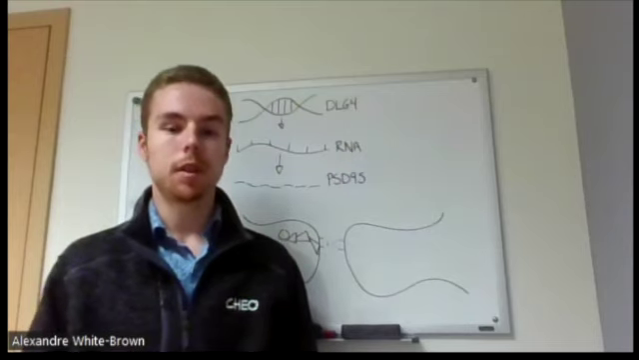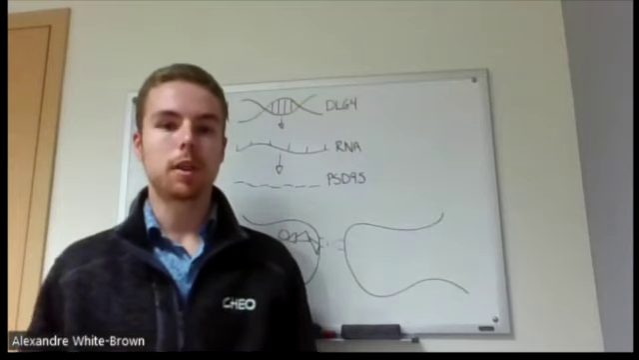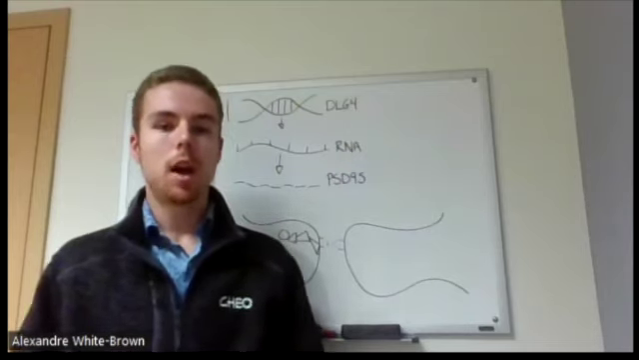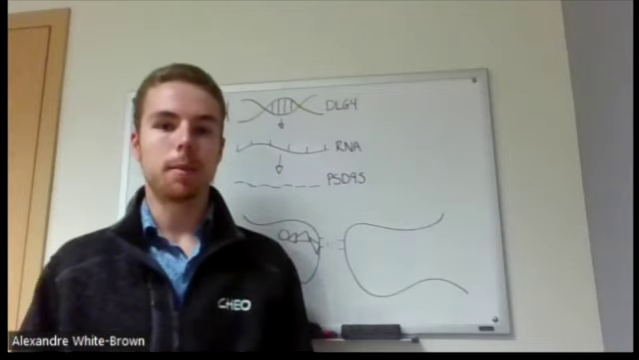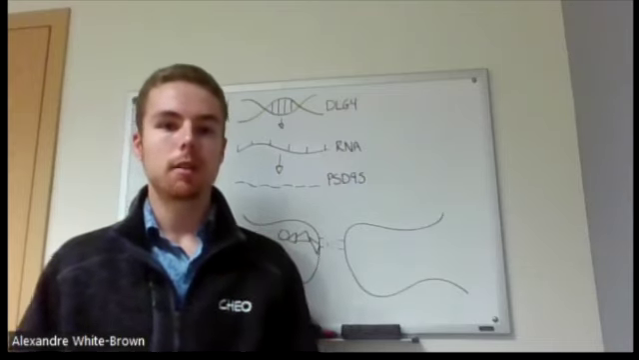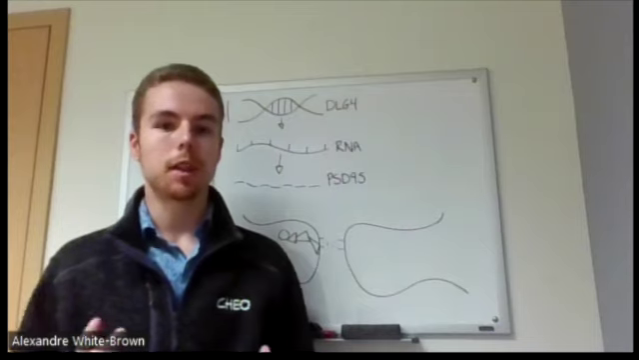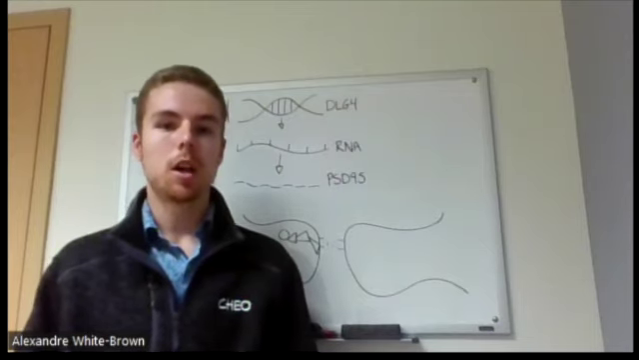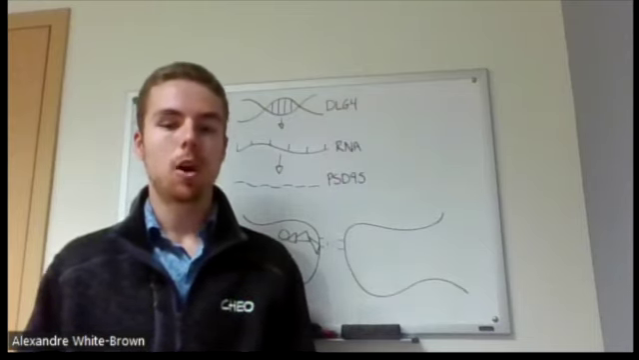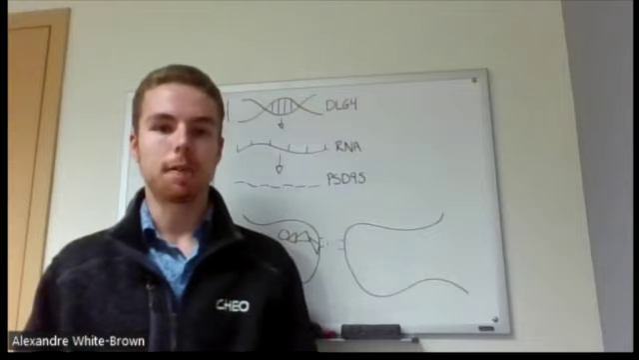So in the last video, I discussed a little bit about the DLG4 gene as a whole, how it functions, a little bit about the inheritance, and today I really want to focus on the protein that is produced by the DLG4 gene, known as PSD95, or postsynaptic density 95.